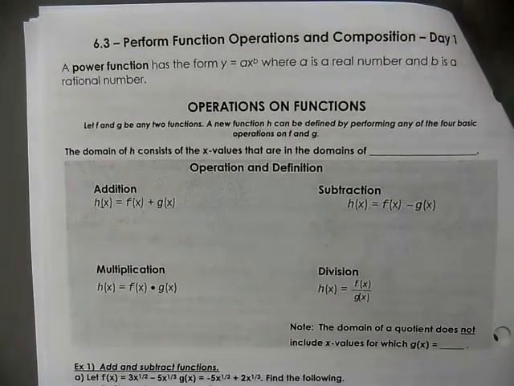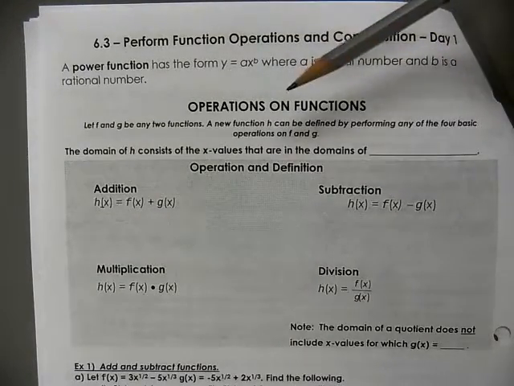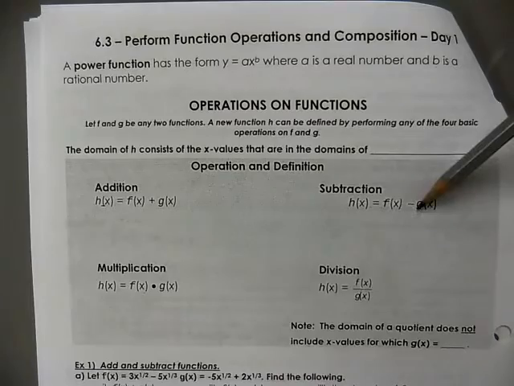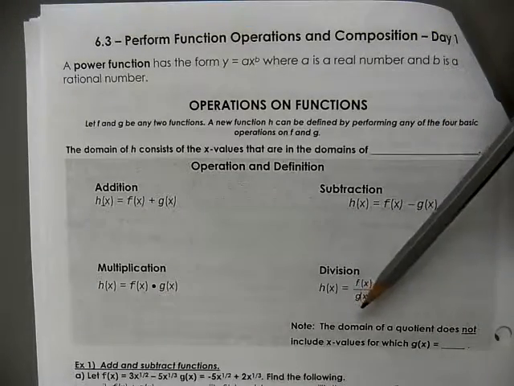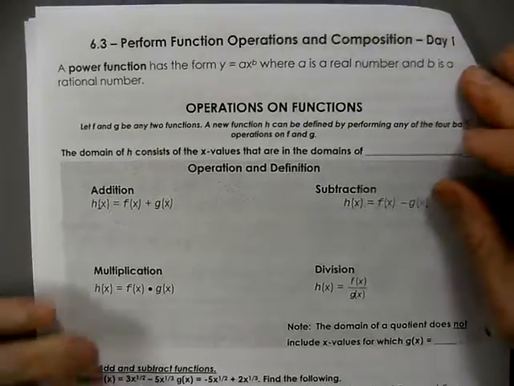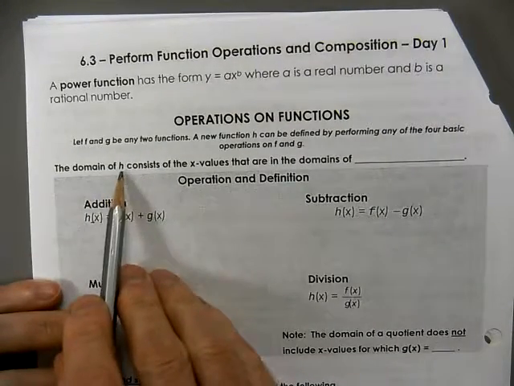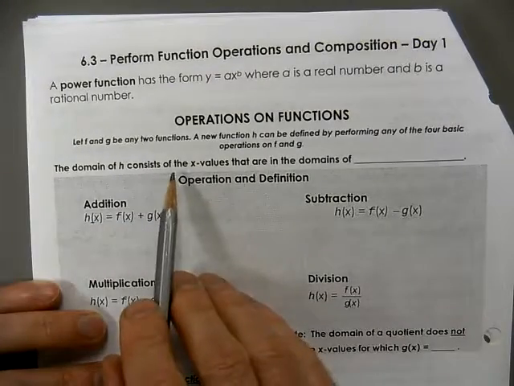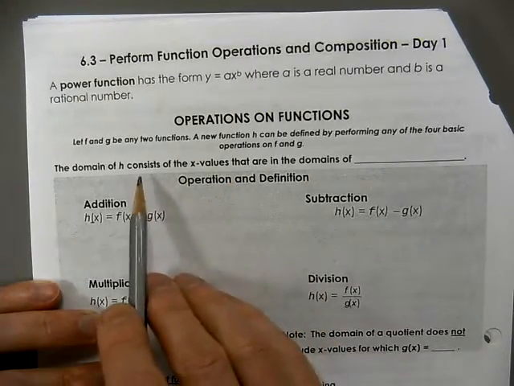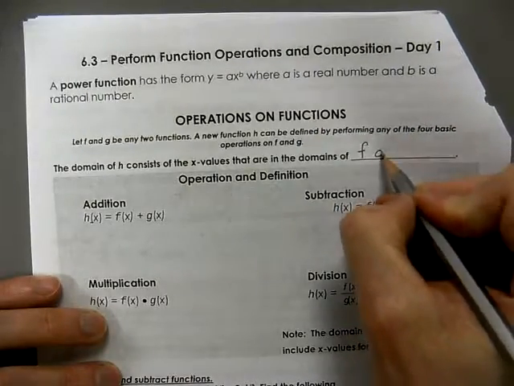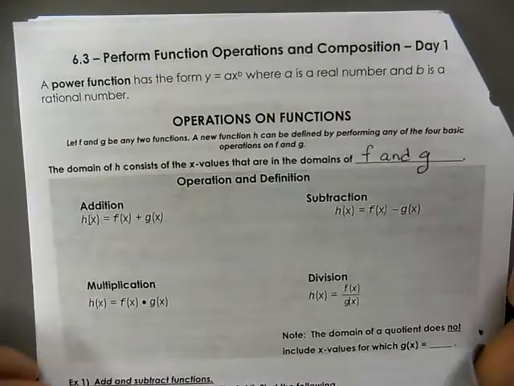On our next page, we're looking at our operations of addition and subtraction, multiplication or division. These are all operations that we can do with two functions, and then we can discuss what our domain and range are. So the domain of h, our new function that's made after adding two functions together, consists of x values that are domains of both the f function and the g function.